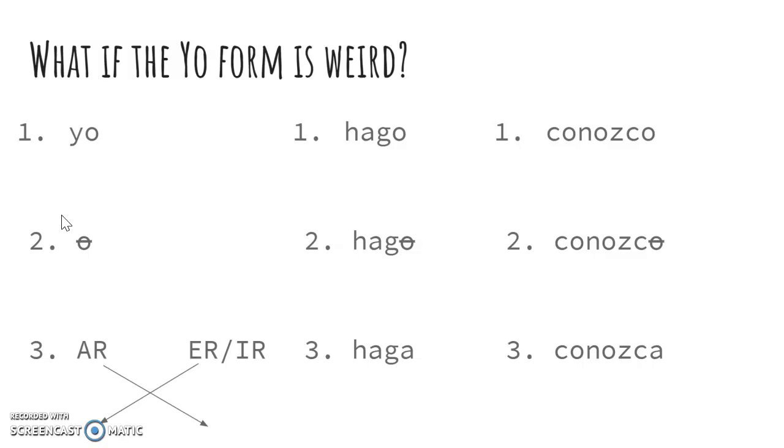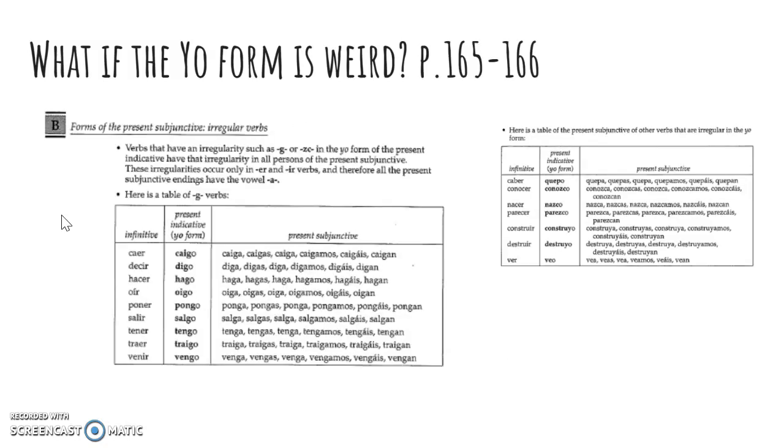That's why we say start with the yo form, because if it's irregular in the yo form, it's irregular in all the subjunctive. So it doesn't make as much of a difference with verbs like hablar, that's normal. You could just say, just add the opposite ending. But the reason we say start with the yo form is for verbs like this, because if it's irregular in the yo form, it's irregular in all the other forms. So if you look in your packet on pages 165 and 166, you'll see a bunch of those verbs that are irregular in the yo form. So you see what they look like in the subjunctive.